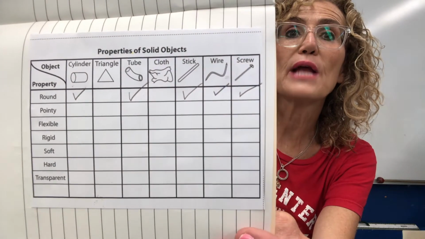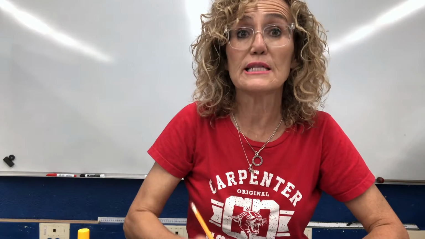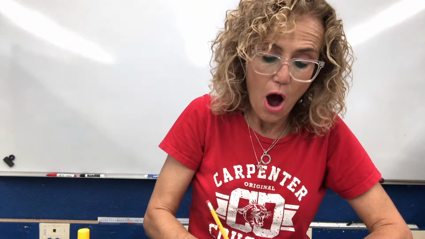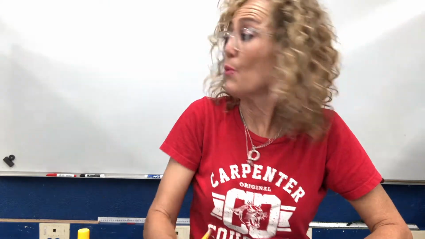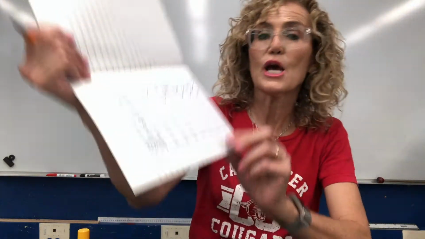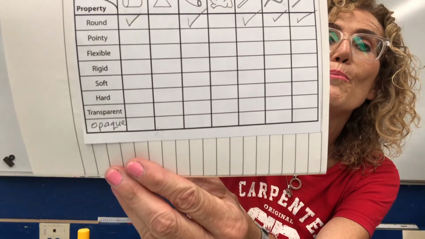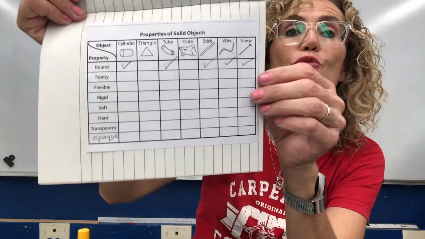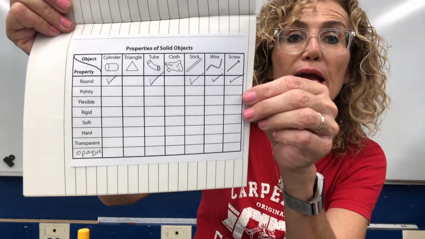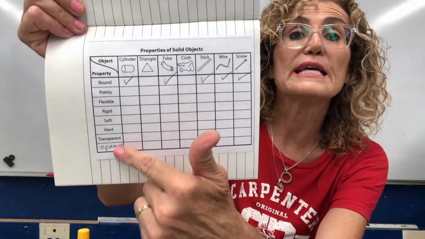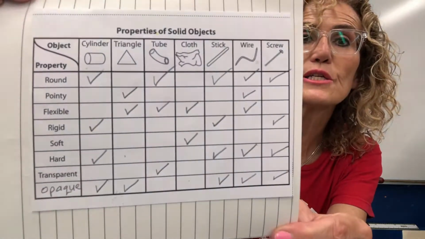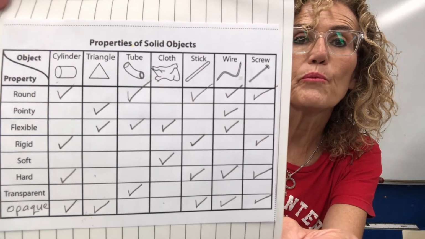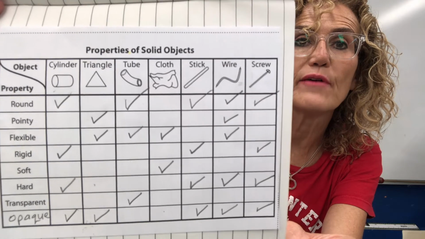There's one thing I want you to add at the bottom. Do you see at the bottom it says transparent? That means you can see through it. Also write the word opaque. We just talked about that, opaque. So write the word opaque. So I want you to go through all of the items and check whether they have these properties. Okay, so boys and girls, I completed my chart, and these are the answers that I have.